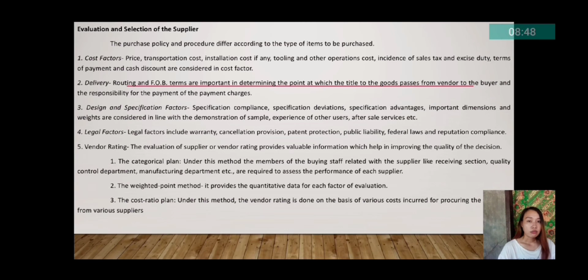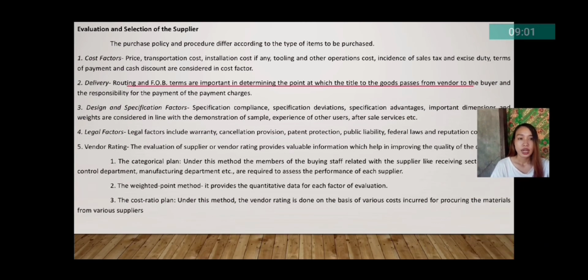The weighted point method provides quantitative data of each factor evaluation. So, we need to use quantitative data so it is easier to total the factors of our product. Then, cost ratio plan.